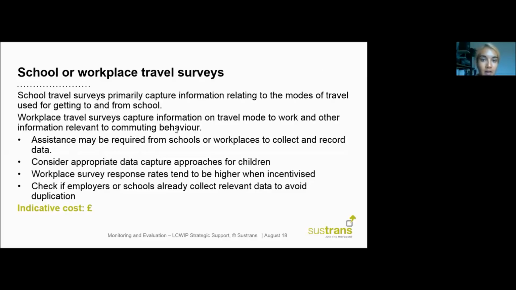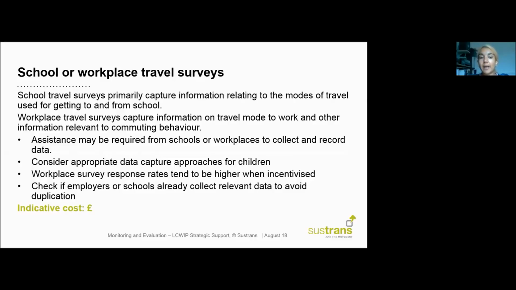Okay. So going back to the tools, the school or workplace travel surveys. These are essentially surveys around understanding the mode of travel to either a school or a workplace institution. So they're mostly relevant for the delivery of schemes or projects that are seeking to change that type of behavior. So if anything is being delivered in terms of behavior change or infrastructure in and around a school, then you may want to consider capturing data on school travel. Similar to a workplace, then this type of tool would become relevant.